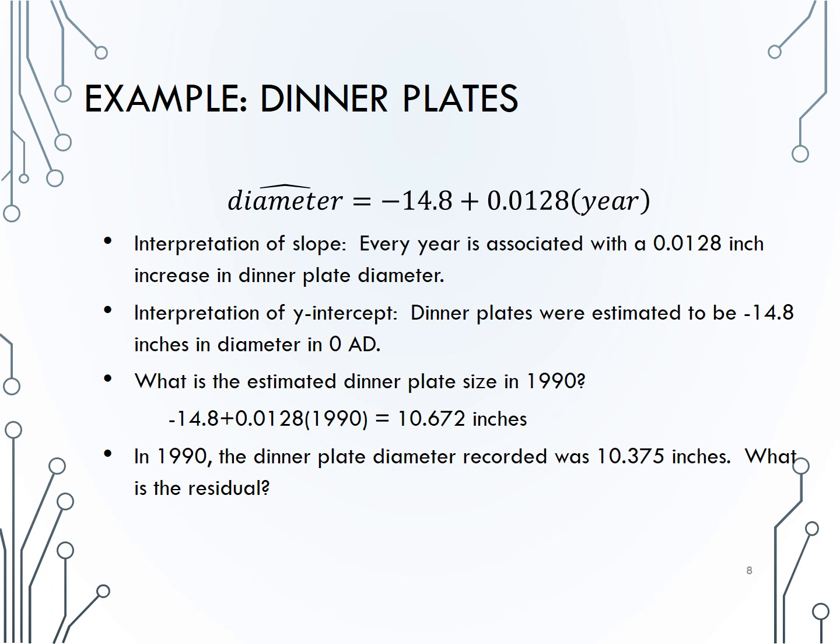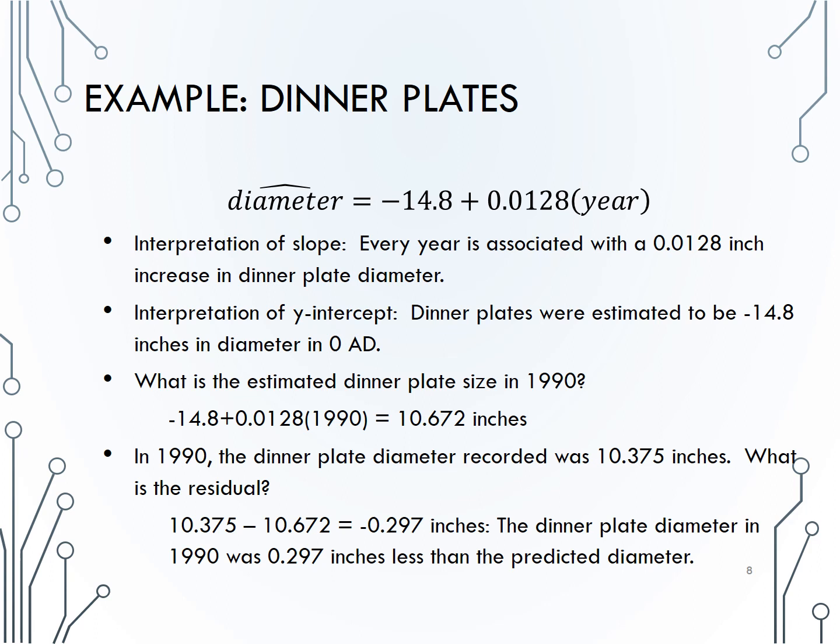How would we calculate the residual? Take that observed y value of 10.375 minus the predicted y value, which we just calculated, 10.672, to get negative 0.297 inches, or the dinner plate diameter in 1990 was 0.297 inches less than the predicted diameter.